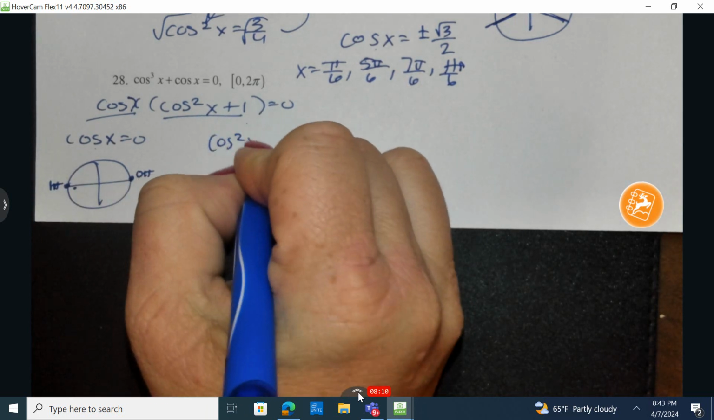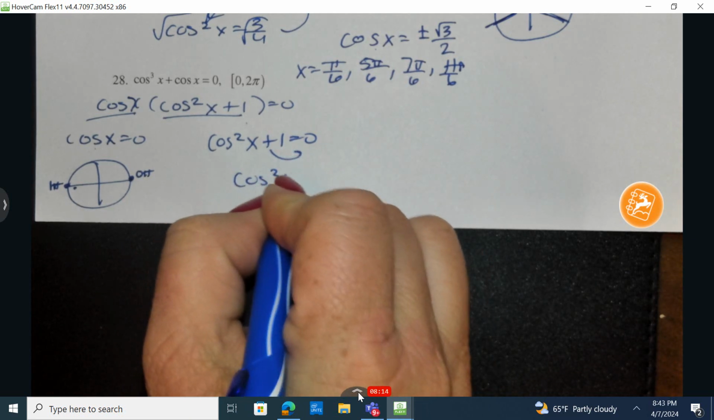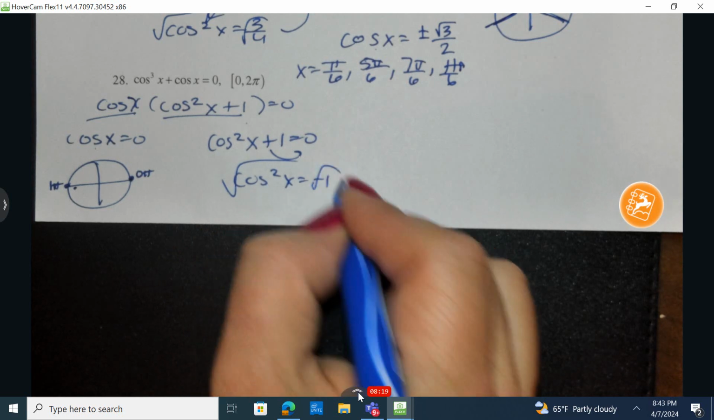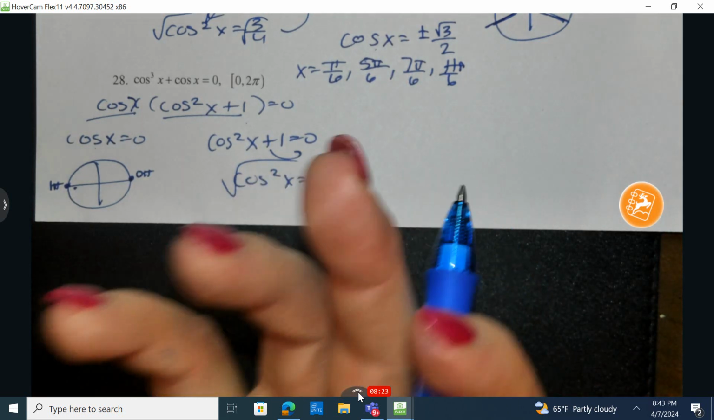Now cosine squared x plus 1 equals 0. I move 1 to the opposite side. Makes it a negative 1. I take the square root. We can't take the square root of a negative, which means this does not provide us with a real answer.